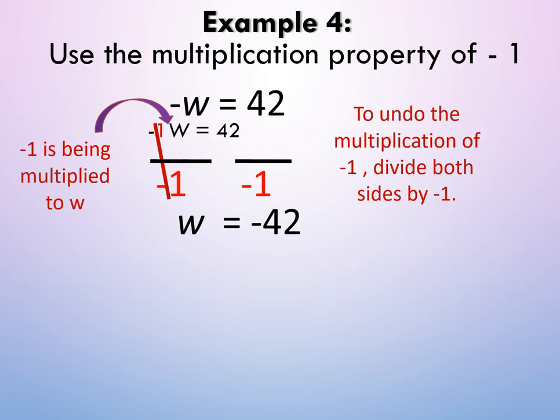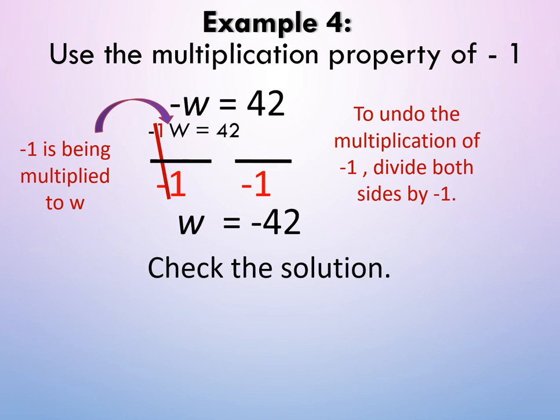Now, there are other ways to do this. I could also multiply both sides by negative 1. It's the same process. Just understand that when I have just a negative, I can either divide both sides by that negative 1, or I can multiply both sides by negative 1. It becomes your choice in this case, okay?